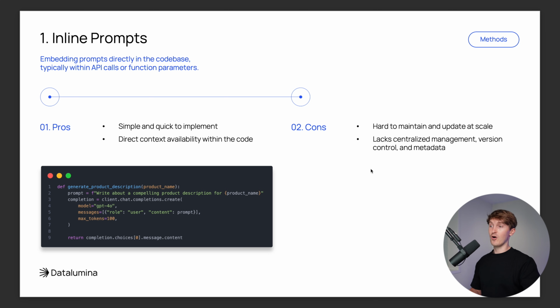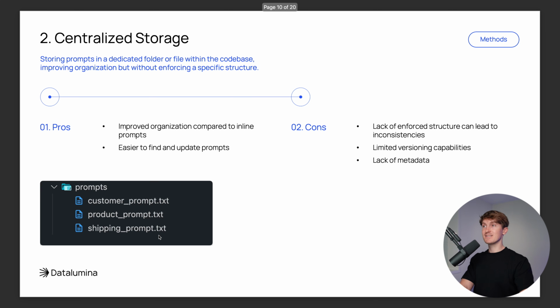So if you are at this level over here, one easy upgrade fix that you can implement is switching to centralized storage, where you store prompts in a dedicated folder or file within the code base, improving the organization, but without enforcing a specific structure. So what you could do, for example, within your project, is just create a folder prompts and put it in there. And you can even create subfolders in here, for example, different pipelines, workflows, or categories, but having that centralized place. So whenever you know, okay, we have to update a prompt, you know where to go and you have that overview of everything that is in there.